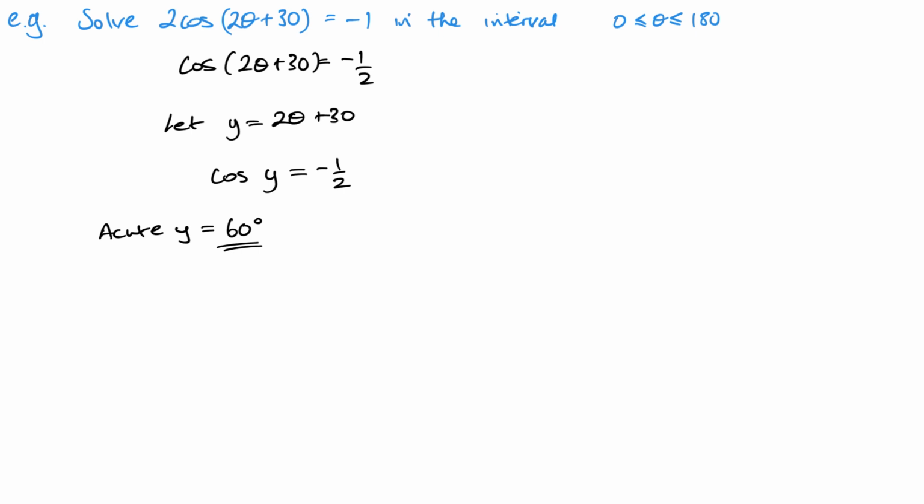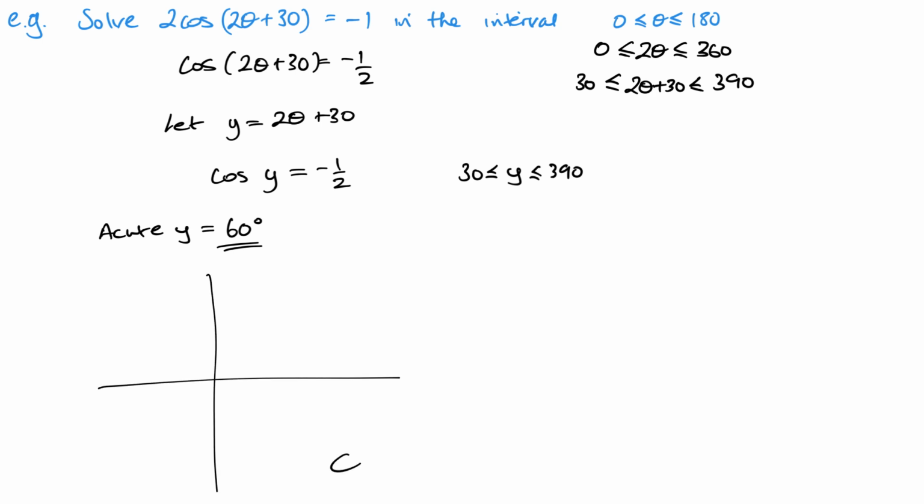Next, I want to recreate my new domain in terms of y. So we've got 2 theta plus 30. So first I want to multiply this by 2 to make it 2 theta. So it's 360 and 0, multiplying the 0 by 2 and the 180 by 2. And then I want to add 30. So let's add 30 to my limits. And then this is my new limit. So my limit is 30 and 390 for y. Now I can go ahead and solve as normal.